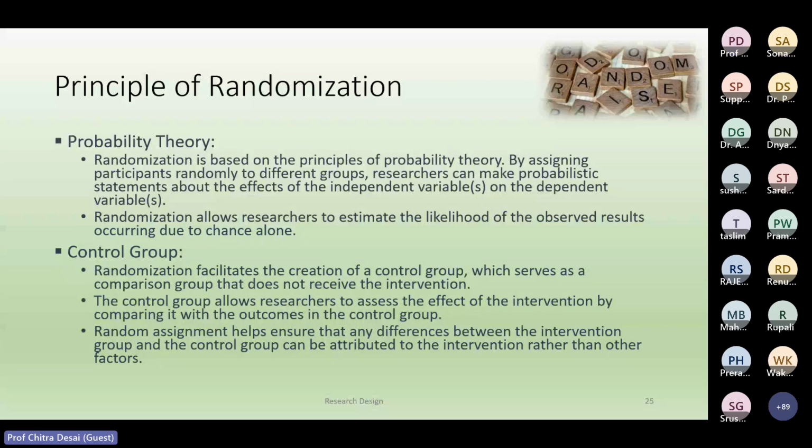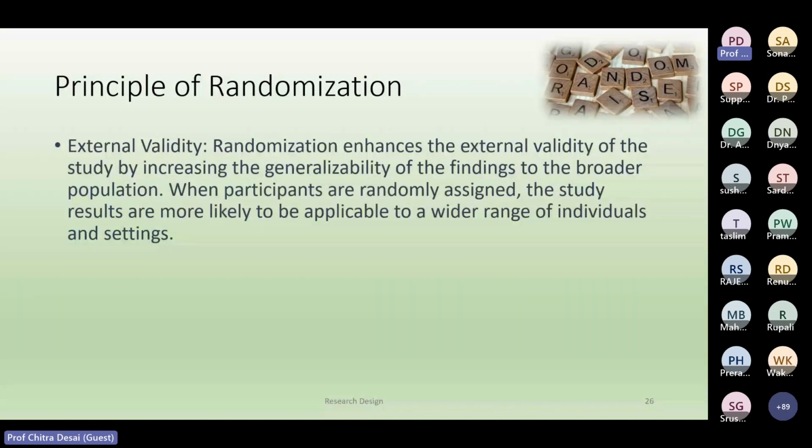Also, when it comes to the principle of randomization, external validity is very important, because randomization enhances the external validity by increasing the generalizability of the findings to the broader population. So when participants are randomly assigned, the study results are more applicable to a wider range of individuals and settings, as we discussed about what we mean by generalizability.